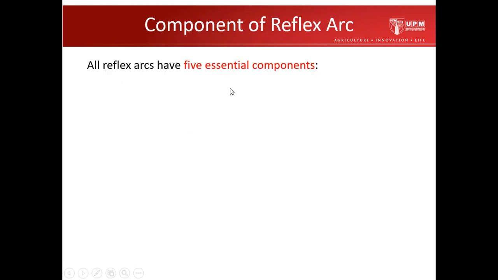Okay, let's talk about the components of the reflex arc. In this arc, we have 5 essential components. Number 1 is the receptor. The receptor is either specialized cells or the dendrites of sensory neurons. And receptors are very sensitive to physical or chemical changes in the body or changes in the environment.